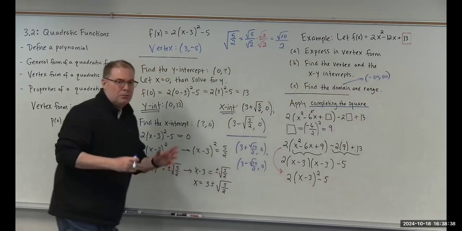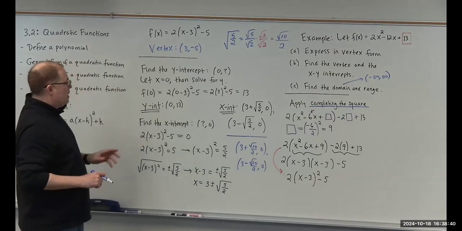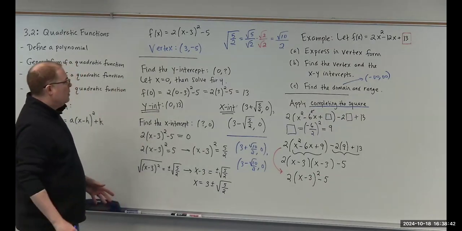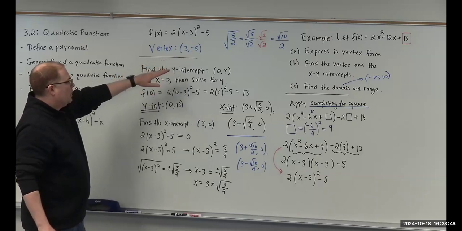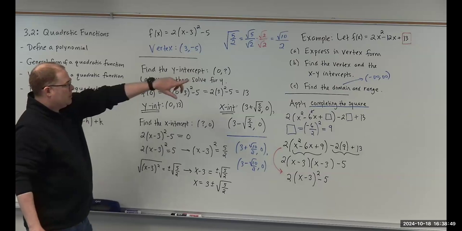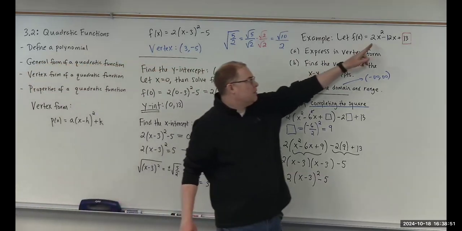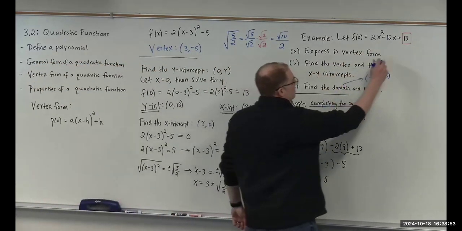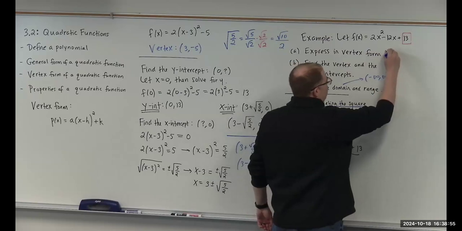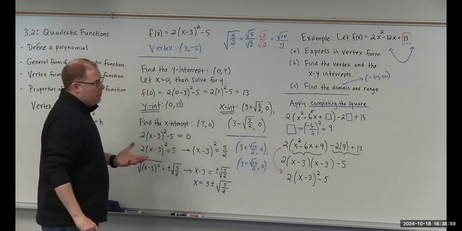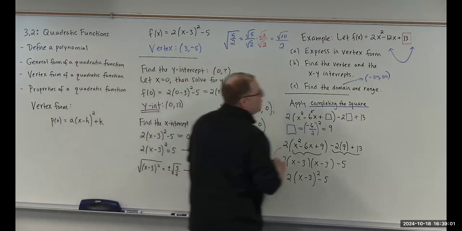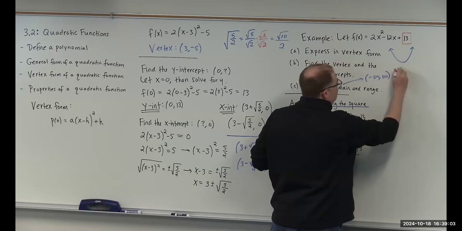Remember, for polynomials the domain is always all reals. And how about the range? Well, going back to the vertex, this is a positive value, so the graph is going to look something like that. It's going to be facing upward. So this is where your vertex is.